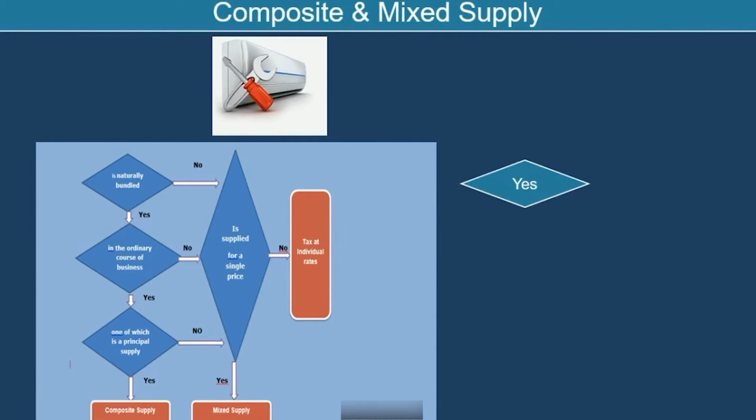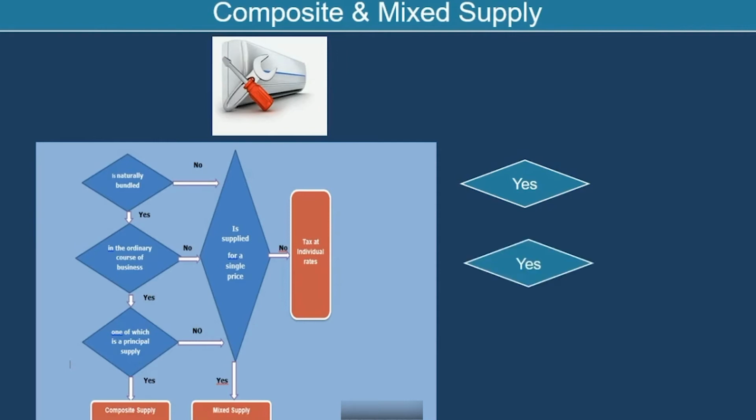We will check the second condition now. Is it in the ordinary course of business? Whether installation and AC are supplied normally by the vendor, or whether it is very extraordinary and provided only for you. No, it is in the ordinary course of business to provide. So the answer for the second condition is also yes.